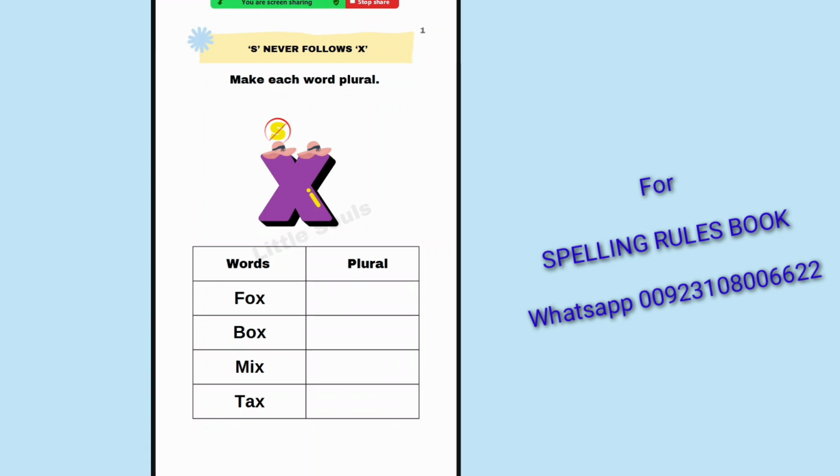This is a very, very easy spelling rule. S never follows X. Look at this simple infographic. See? This is a smart X, but S is smarter. It never follows X. So if we want to make its plural, folks, we cannot write S. Instead, we will write ES. Similarly, you can make plurals out of other words too.